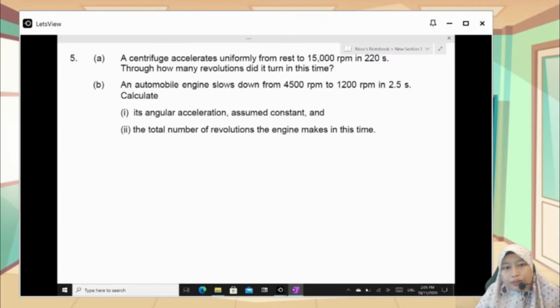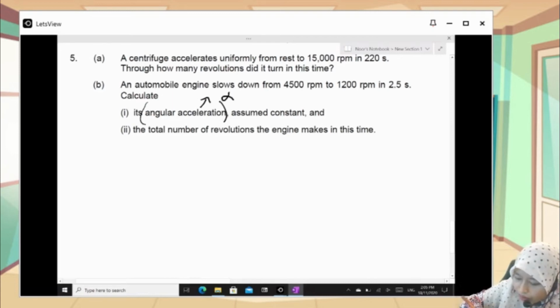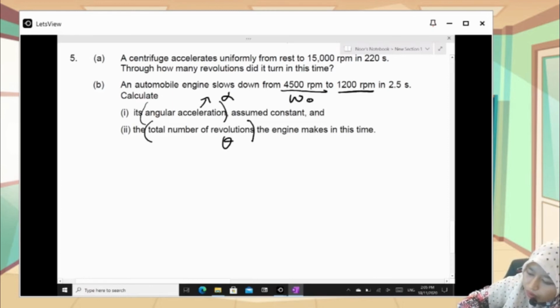Okay, let's see 5B. An automobile engine slows down from 4,500 rpm to 1,200 rpm in 2.5 seconds. Calculate its angular acceleration and the total number of revolutions. Okay, the first one asks for alpha, and the second one asks for theta. So it gives us omega naught, omega and time. So this is here, B1.